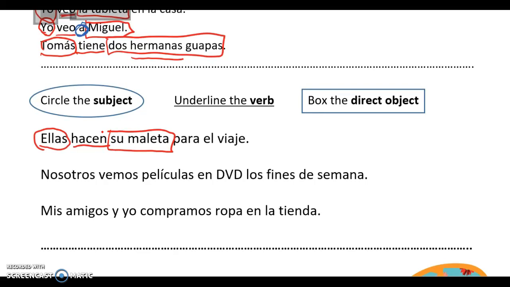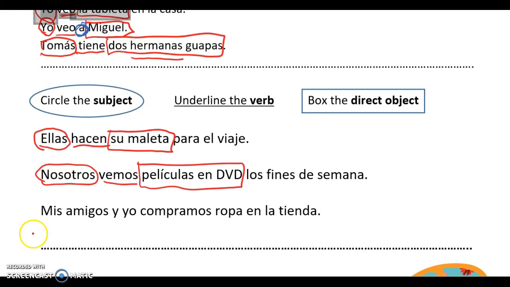Nosotros vemos películas en DVD los fines de semana. We see movies on DVD on the weekends. Who does something? Nosotros, we do. What are we doing? Vemos, we see. And what are we seeing? We're seeing movies on DVD. When are we seeing them? Los fines de semana. That is not part of the direct object. What we're seeing is not the weekend. We're seeing the DVDs. How about the last one here?